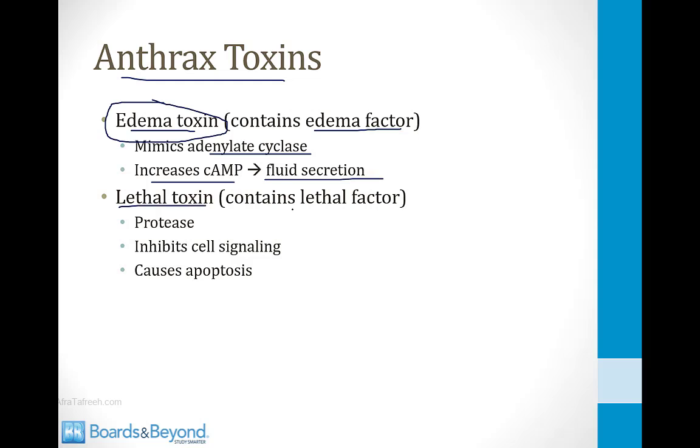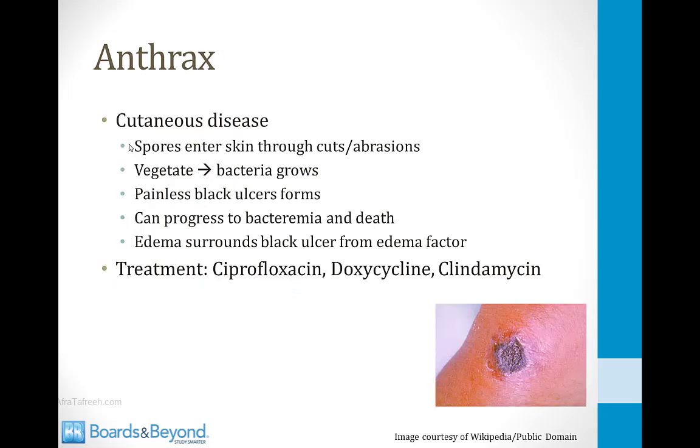Lethal toxin contains an active component called lethal factor, which is a protease, and this inhibits cell signaling and causes apoptosis, especially of some immune system cells which are necessary to fight off the bacteria. So let's talk about the cutaneous disease first. This happens when spores enter the skin through cuts or abrasions. The bacteria vegetate and grow, and a painless black ulcer will form. This is a picture of one down here. It can rarely progress to bacteremia and death.